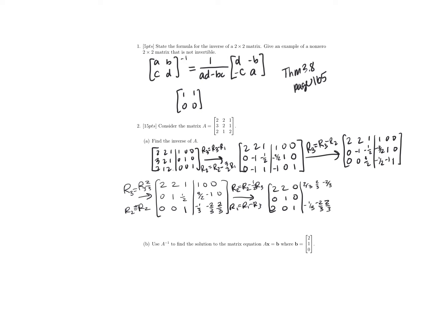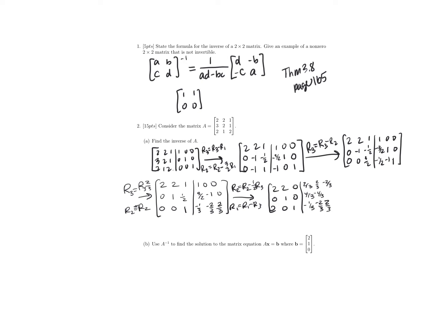Okay, on the middle row, we have row 2 is row 2 minus 1/2 row 3. So row 2, so 3/2 minus 1/6. So that gives me 4/3. And then if I do negative 1 minus 1/3, that gives me negative 4/3.